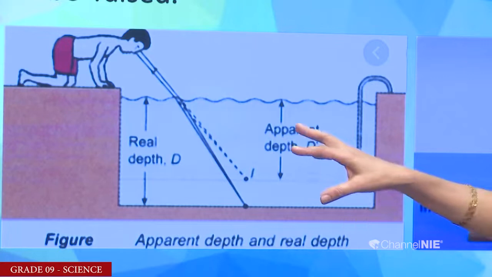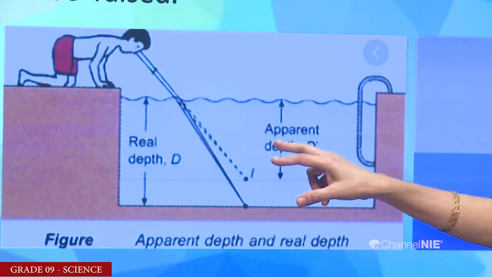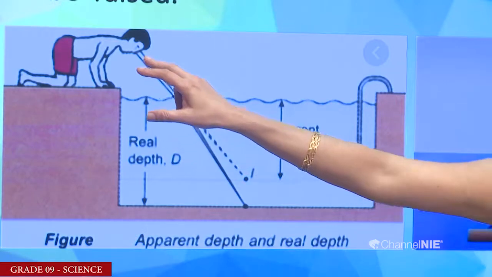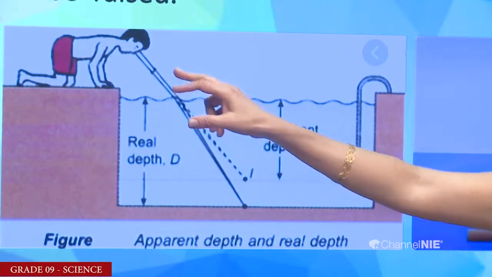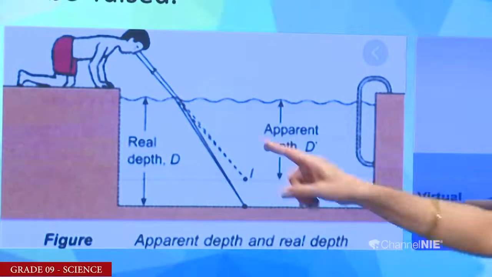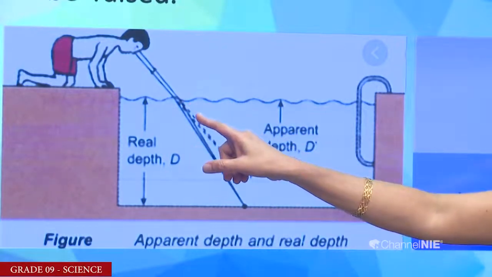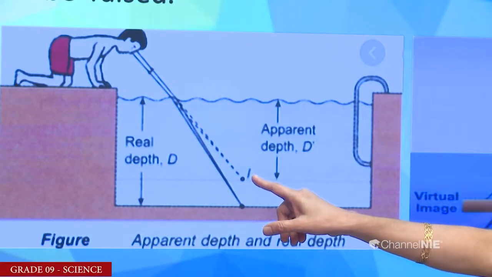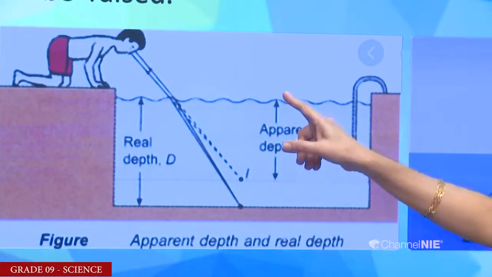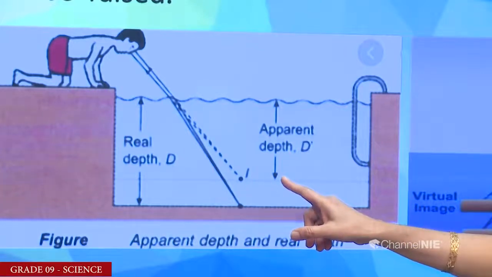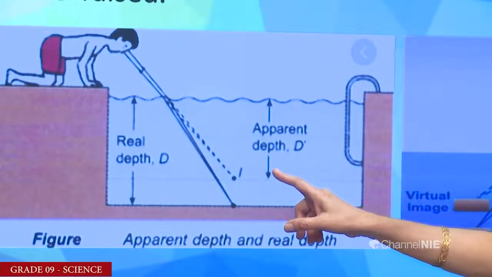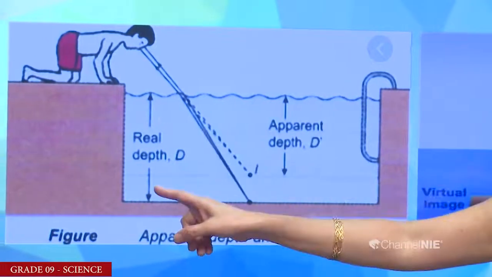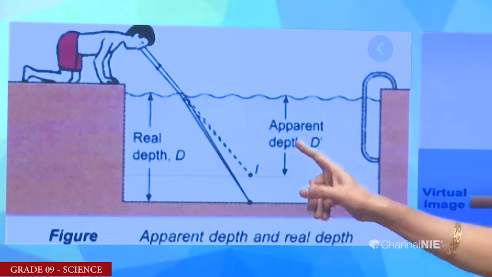To get an image, at least you have to draw two rays. You can see two rays travelling towards the eye of the observer. If you extend these two rays behind, you will get the place where the image is. This is called the apparent depth of the swimming pool. So, it is very clear that the real depth is more than the apparent depth.